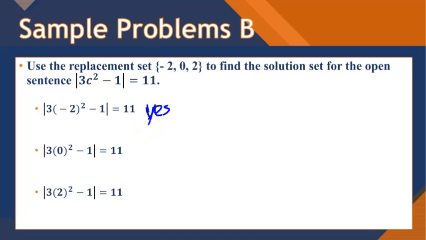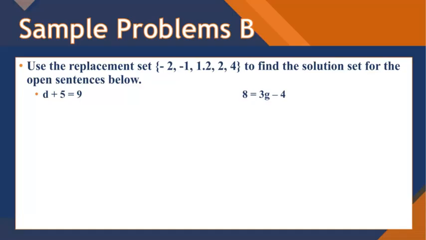Next, 0 squared is 0. 0 times 3 is 0. 0 minus 1 is -1. Absolute value of -1 is 1. 1 does not equal 11. So this is not a solution. And if I put 2 in there, 2 squared is 4. 4 times 3 is 12. 12 minus 1 is 11. Absolute value of 11 is 11. 11 does equal 11. So yes, this is a solution. So my solution set would be -2 and +2.